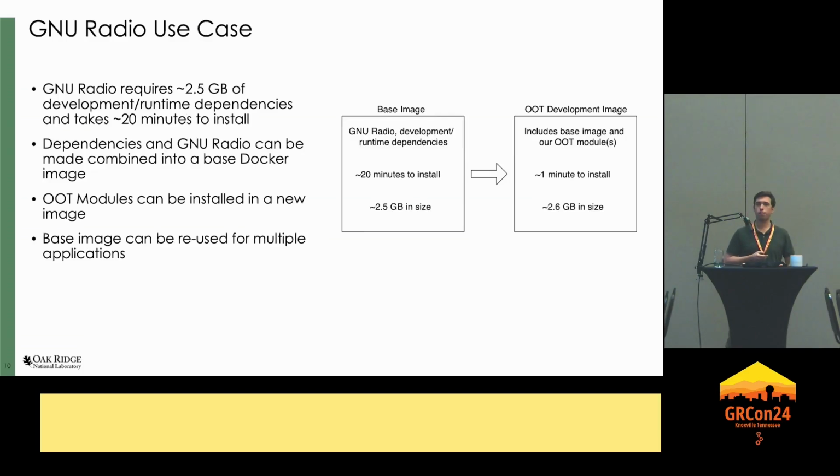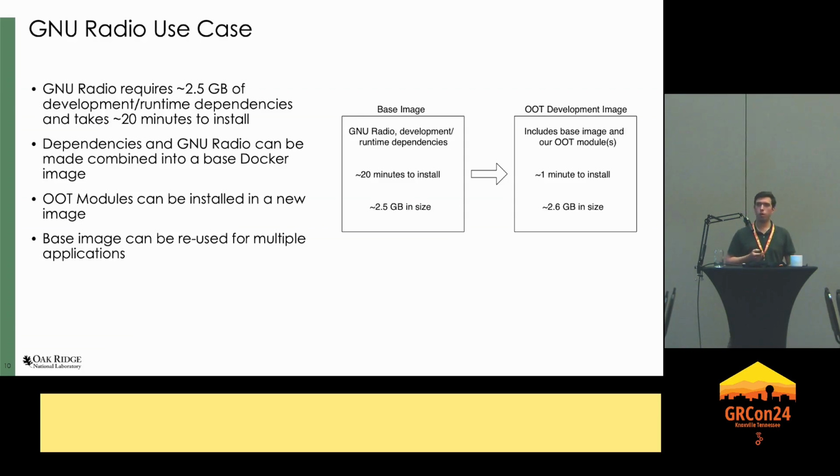Now to finally get into the GNU Radio use case. When you compile GNU Radio from source, it's going to take up a few gigabytes of space, and it's going to take maybe 20 minutes to compile all the dependencies and GNU Radio itself, as well as any other libraries such as UHD or anything else. This takes a while to compile and install.